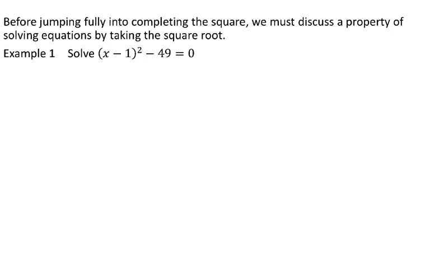However, before we jump into the process, there is one property of square roots we must talk about, because it has a major impact on completing the square. If I want to solve this equation, my goal, as always, is to isolate x. So I have x minus 1, that's obviously going to have to get moved. Squared will have to get dealt with, as well as the minus 49. If we're going to solve this equation, we would first add 49 to both sides, which would leave us with x minus 1 squared equals 49.